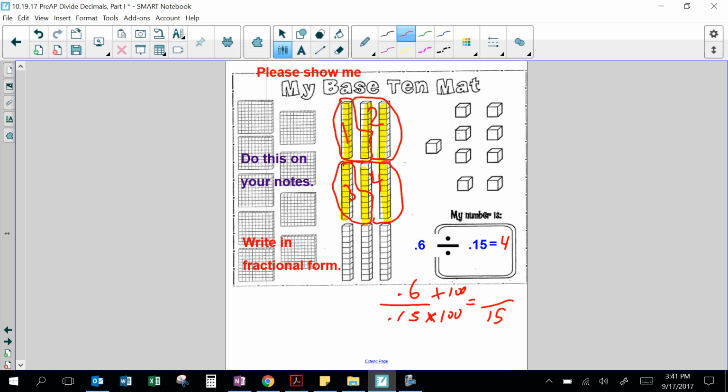There are two ways you could do it. You can affix a zero right here. And so this is now in the hundredths place. So you have 60 divided by 15. It's 4.